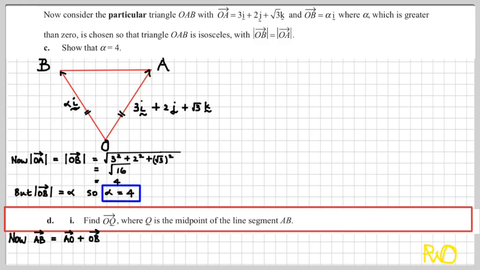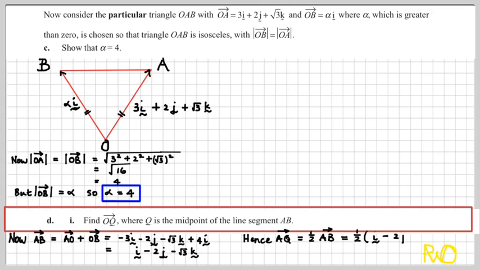Be careful and reread the question before you leave it. AB is AO plus OB: from A down to O, and then from O up to B. That's what AB is, and we'll do that. There we go. You've got to add OB, which is 4i, because alpha is 4, and we get that. That's AB. So now we've got to get AQ. Half of AB, so just put a half in front and a bracket. Now we've got AQ.